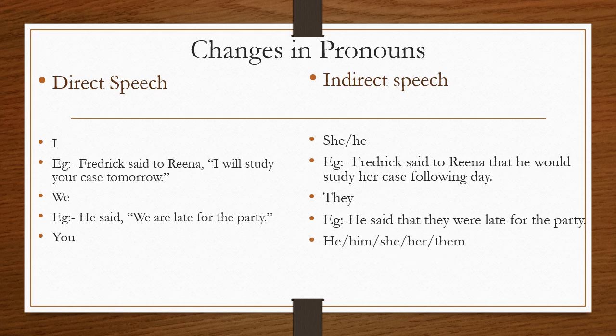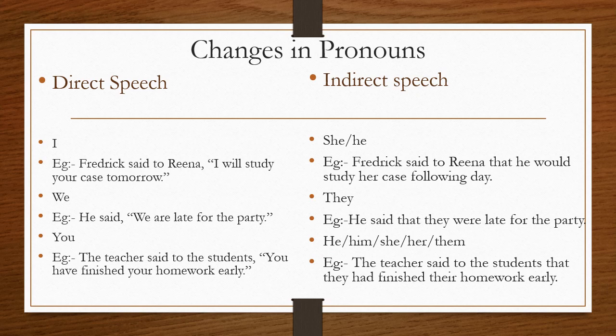Next, you would be changed to he, she, him, her or them. Example, the teacher said to the students, "You have finished your homework early." In indirect speech, it will become, the teacher said to the students that they had finished their homework early. So here you has been changed to they as a number of students are there. Have finished, which is present perfect, is changed to had finished.